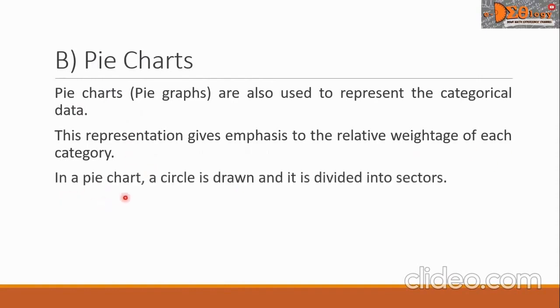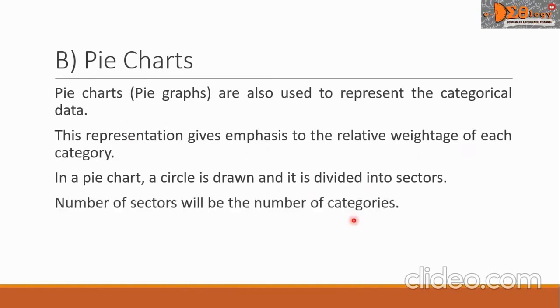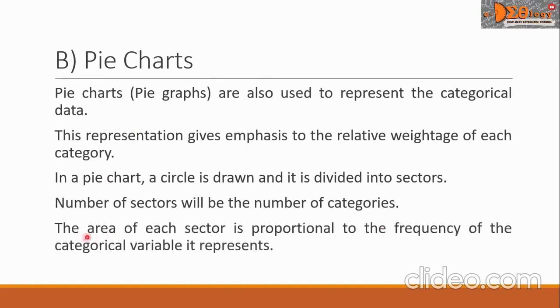In a pie chart, a circle is drawn, and it is divided into sectors. The number of sectors will be the number of categories. The area of each sector is proportional to the frequency of the categorical variable it represents.